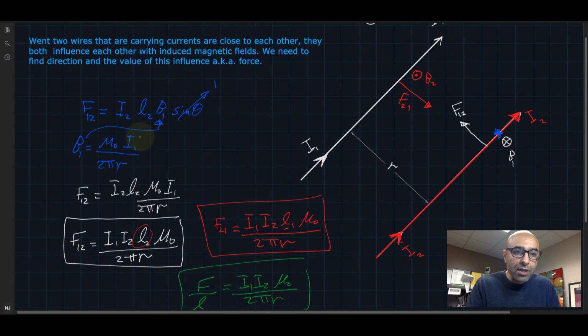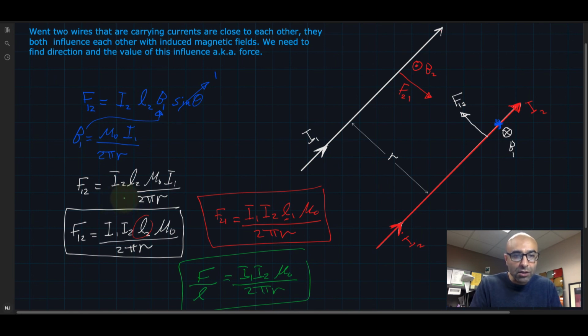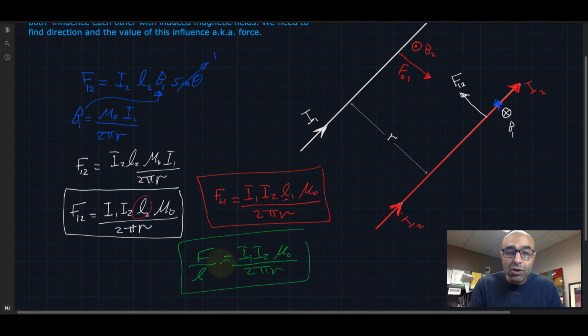Now, using a couple of equations, F1 on 2 is equal to I2 L2 B1 sine theta, where sine theta is 1, and plugging in B1 because we are trying to find the force of 1 on 2. Plugging these together, we get this general equation. If you want to find the force of 1 on 2, you put L2. For F2 on 1, you put in L1. Or you can find the force per unit length, and you don't have to worry about the length of either wire. It's the same equation for both, since it's a mutual force. The unit of force per length is Newton per meter.